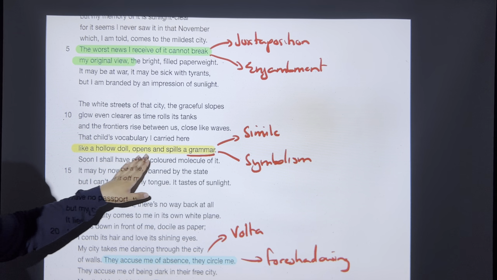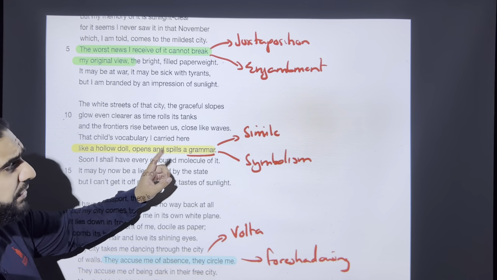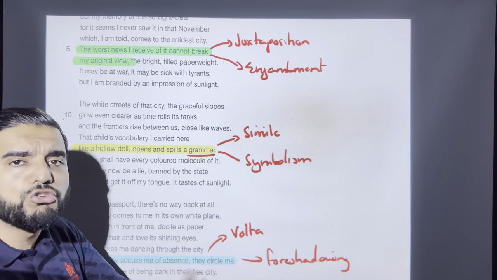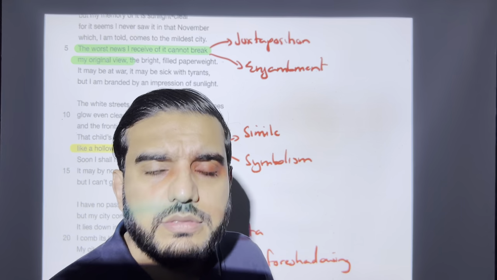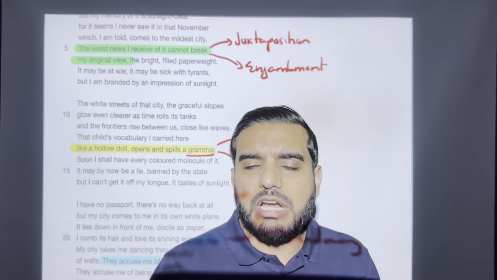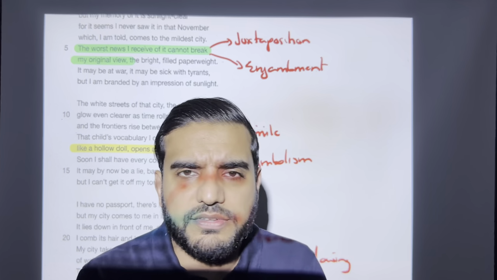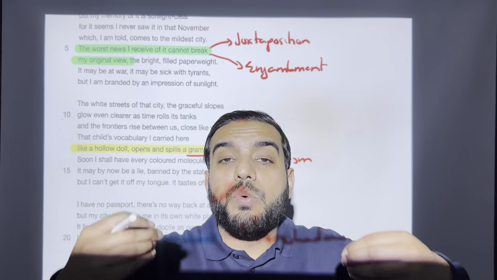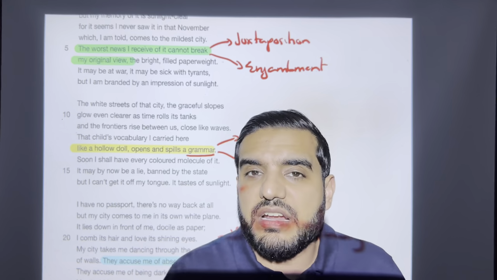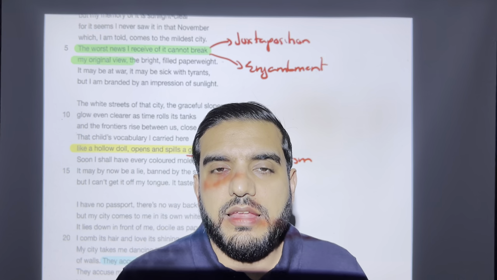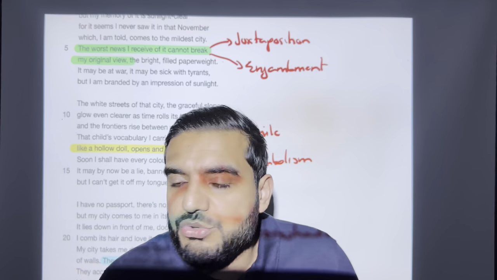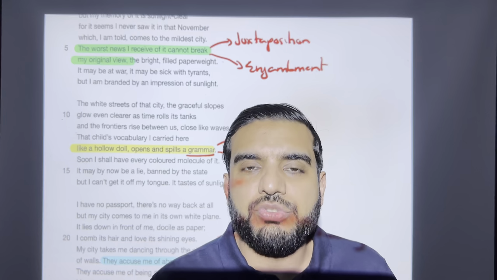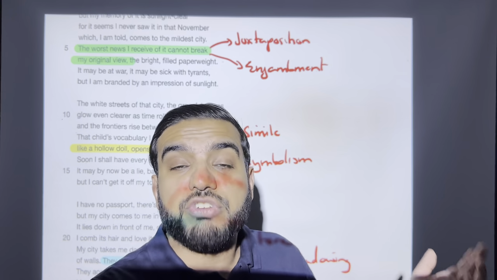"Like a hollow doll opened and spills a grammar." This is very important. A hollow doll, empty inside. And when you talk, you spill grammar. Grammar is what? Grammar's symbols and rules. It's not words. So it's the impression, guys, that I get, that when she speaks now, nobody understands her. It's like listening to grammar. It doesn't make sense. Where's your words? What are you saying to me? Nobody understands what she's talking about. Nobody understands what she's trying to say.